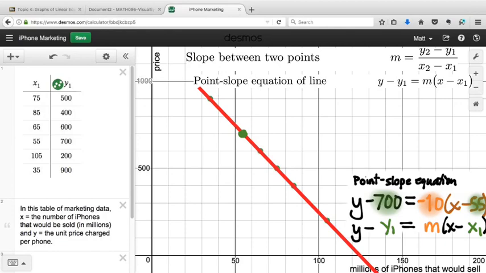Okay. This now would, in some contexts, be an acceptable answer to the question, what is an equation for the line that has this as its data table? One answer to that question would be y minus 700 equals -10 times the quantity x minus 55. And you might just leave it like that, depending on the context.